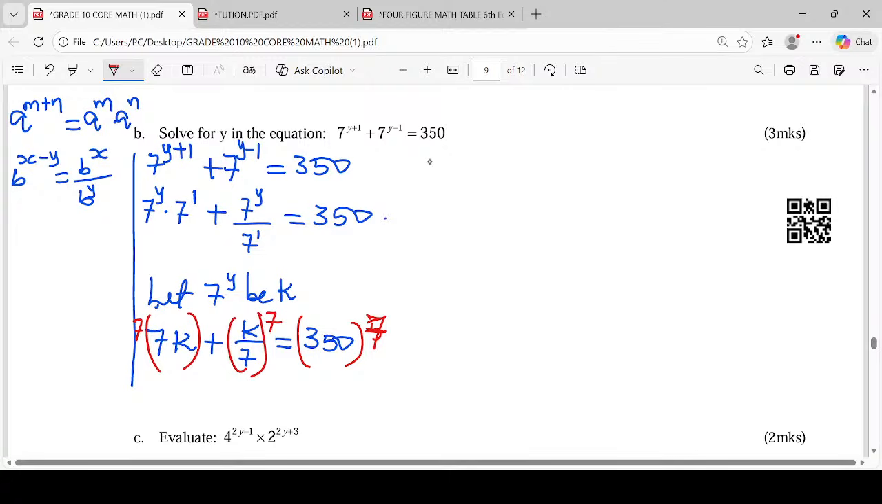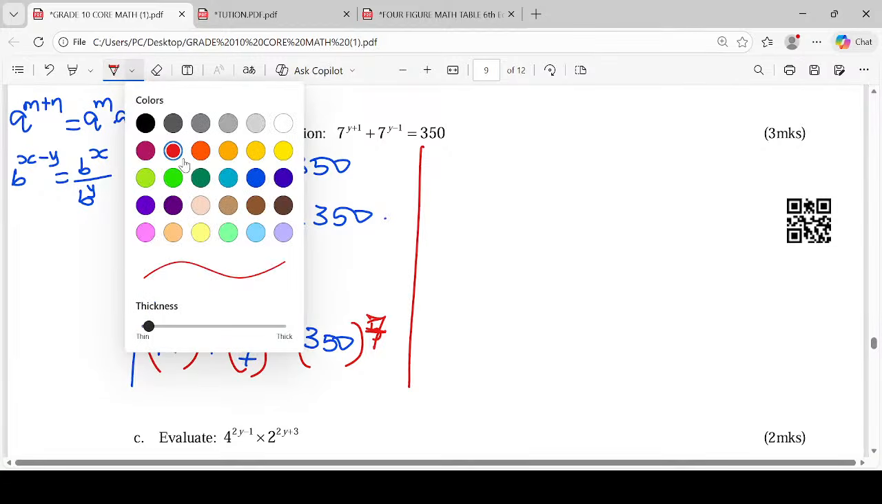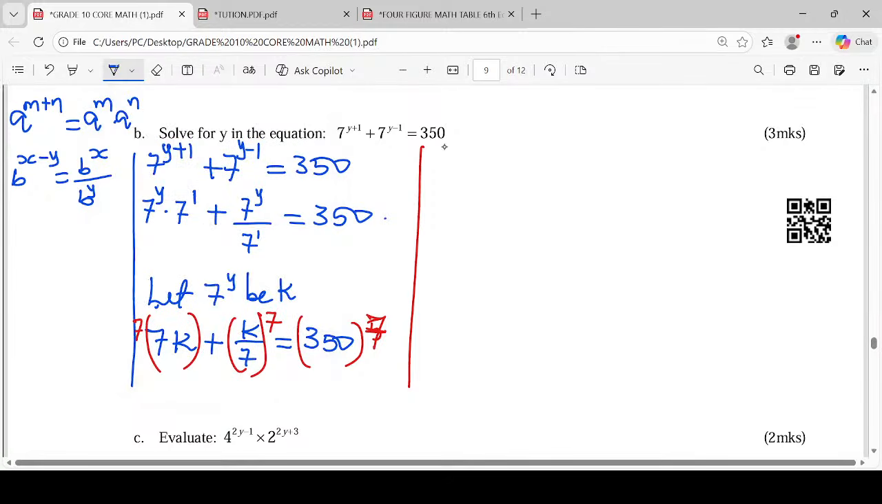When you do that multiplication, ladies and gentlemen, 7 by 7k will become 49k. Then 7 and 7 here will cancel to make this one plus k, being equivalent to, when you look at it well, I want you to be very keen.